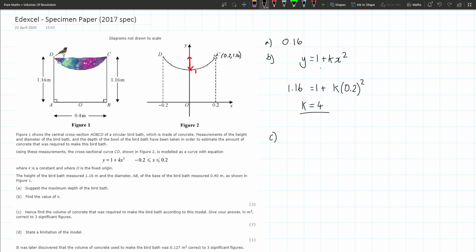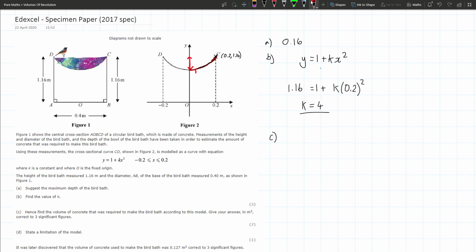Alright, question C. Find the volume of concrete that you need to make the bird bath. So there's kind of two things going on here, or two parts to this. It's a little bit similar to the previous question that we did. So if we look at this, what we want to do is essentially think, well, if I have this line, which I'm going to colour red here, so this line, which is the 1 plus kx squared, I'm going to rotate it around the y-axis, and that's going to give me a kind of shape like D.